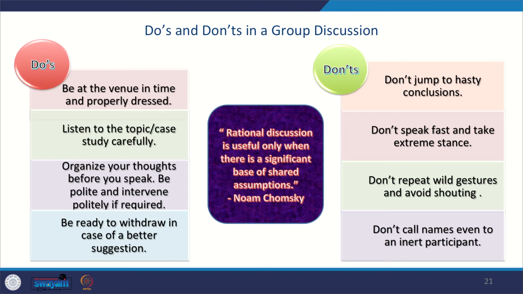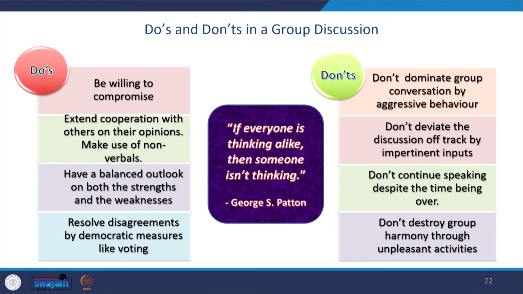Rather, in this regard, let us be reminded of what Noam Chomsky says: rational discussion is useful only when there is a significant base of shared assumptions. So, please remember that here we have gathered for a shared assumption. One should always be ready to compromise. One should try to see that one makes proper use of non-verbals. One should always have a balanced outlook on the strengths and weaknesses. Even though there are disagreements, those disagreements could be resolved by democratic measures. One should never try to dominate. One should not always continue to speak just to give the impression that he is the leader. Always see to it that you are not there to destroy the harmony through your unpleasant activities.